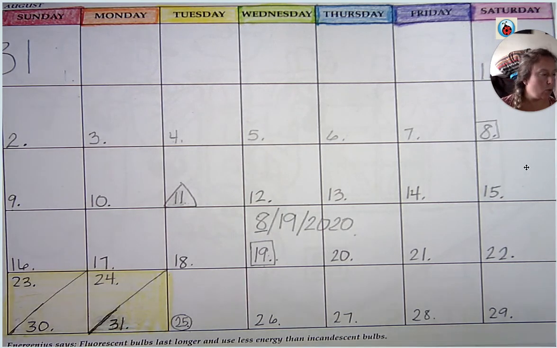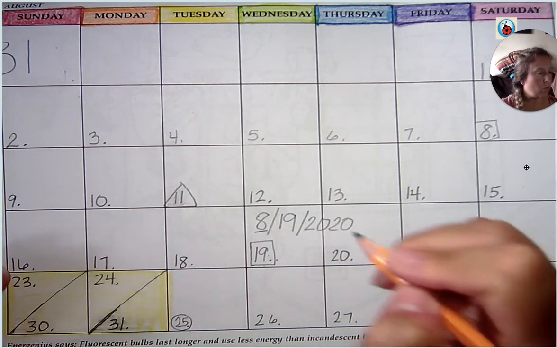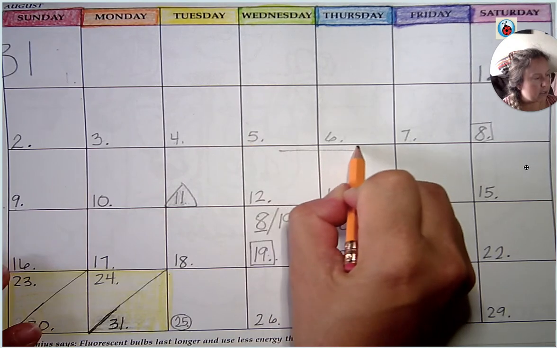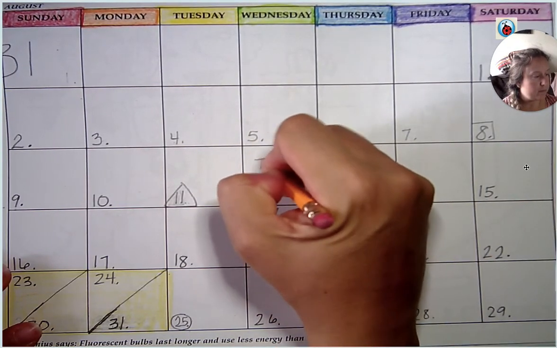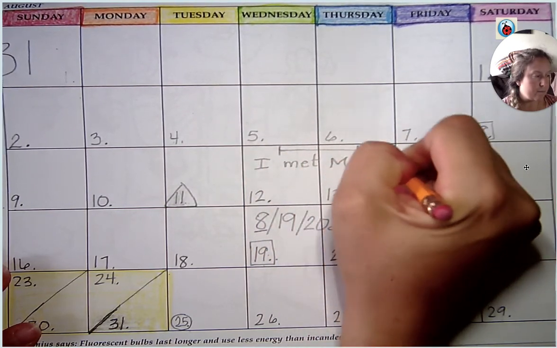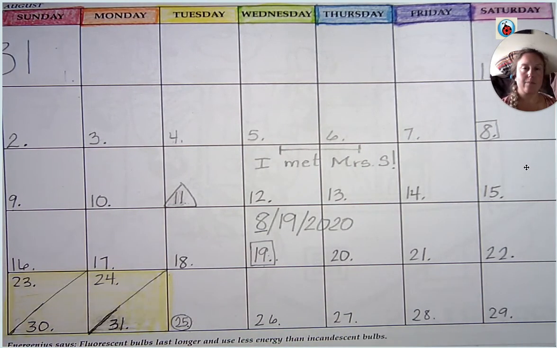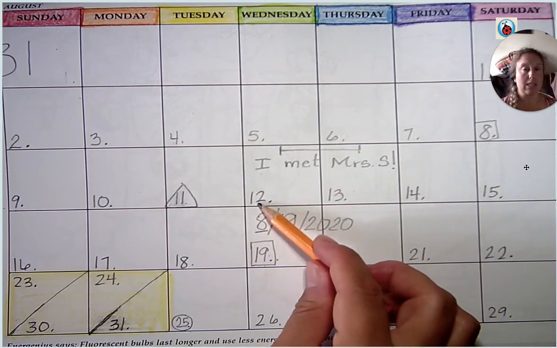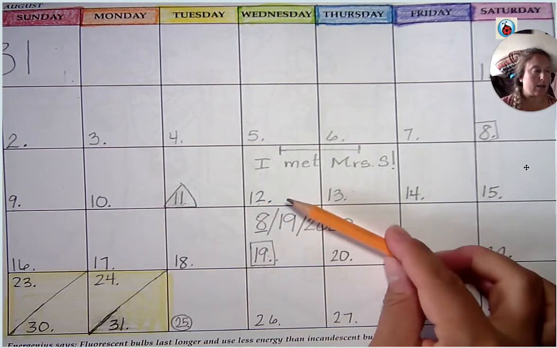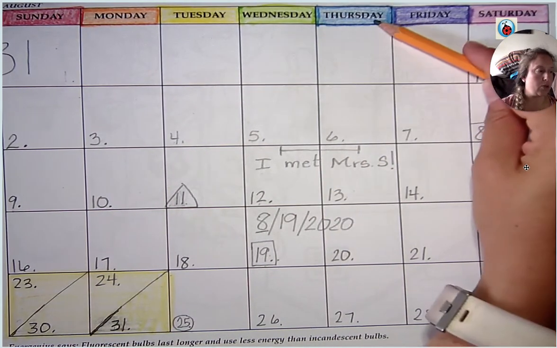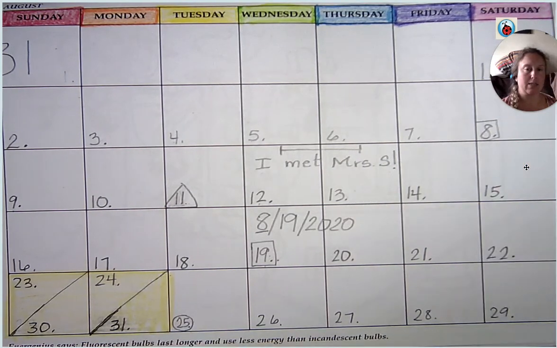Okay. Now we're going to add two important dates to our calendar. Actually, I'm sorry, three of them. So what I'd like you to do is to make this line across it and write this sentence. Do you know what it says? That's the day. You either met me on this day or this day. I met Mrs. Smith. They were either Wednesday the 12th or Thursday the 13th of August.